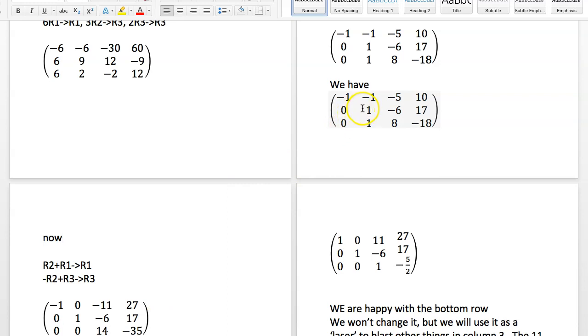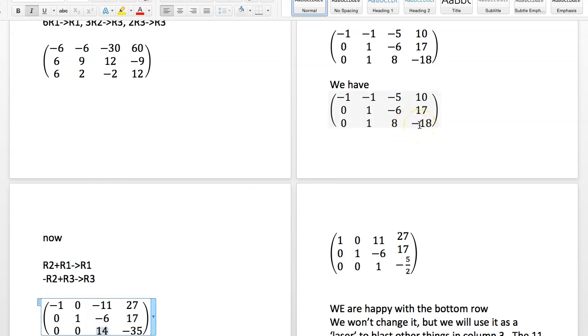Now we need to subtract. And I did row 3 minus row 2. So 0 minus 0, no change. Now 1 minus 1 is 0, but I have to put that in row 3. So, and here it is. So we have 0, 0. That's nice. Now 8 minus a neg, that's 8 plus 6, that's 14.